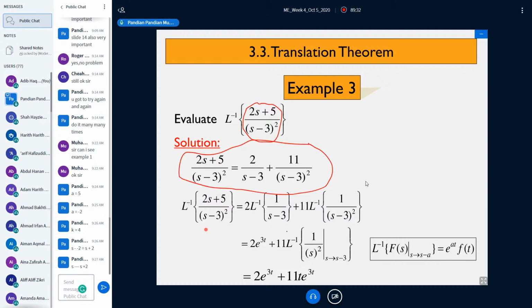Because we are in the process of finding inverse Laplace. So once you have these two, then it is very easy. This is the problem. That's why we gave you the table: the form of the rational function in column 1, and then column 2, the form of the partial fraction. So you must use that, find your A and capital B. Now you decompose: 2 inverse Laplace of 1 over s minus 3, plus 11 inverse Laplace of 1 over (s minus 3) squared.